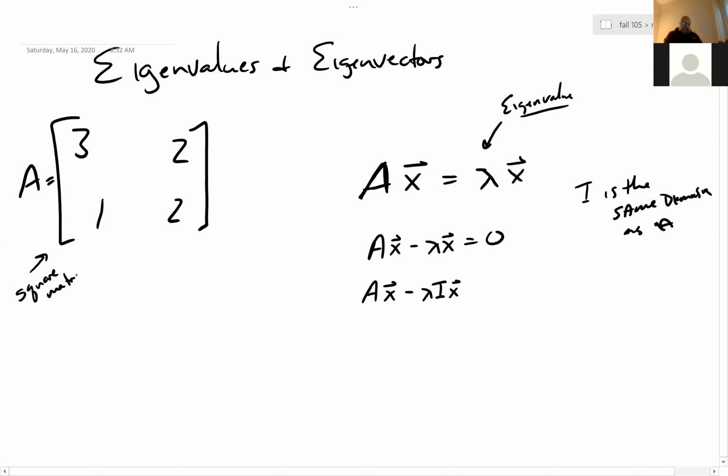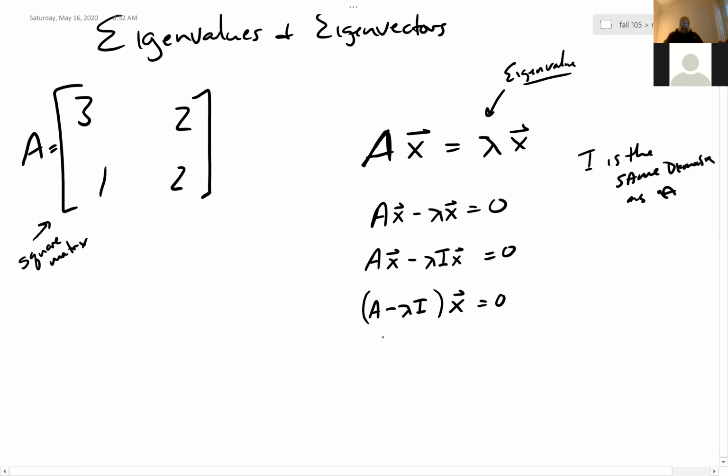So whether it's 2x2, 3x3, what have you. And so what we're going to do then is a little factoring. What do they have in common? Well, they have an x in common. Now remember, matrix multiplication is not commutative, so one has to write it like this, okay?